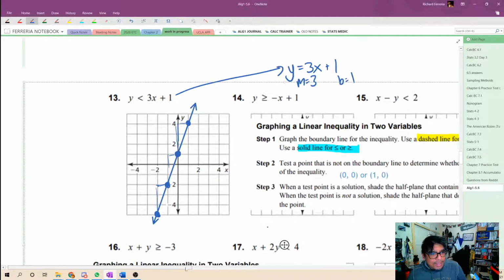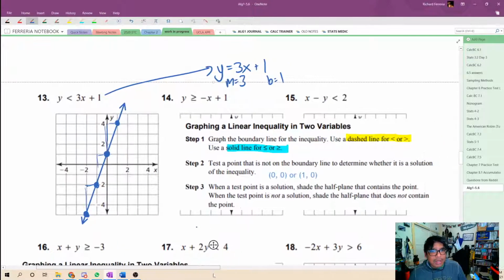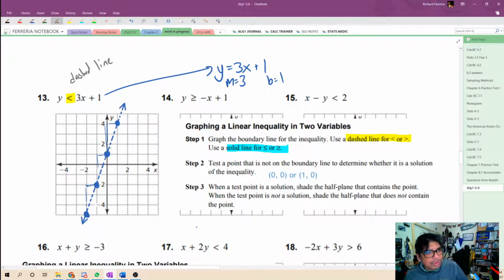And then we need to decide if we're going to use a dashed line or a solid line. Looking at the inequality sign, I'm going to want a dashed line. So just use your eraser and put a few holes in your line. And that takes care of step 1. In step 2, I want to use a test point, and I'm going to use 0, 0 like I almost always will use. And I'm going to substitute that in.